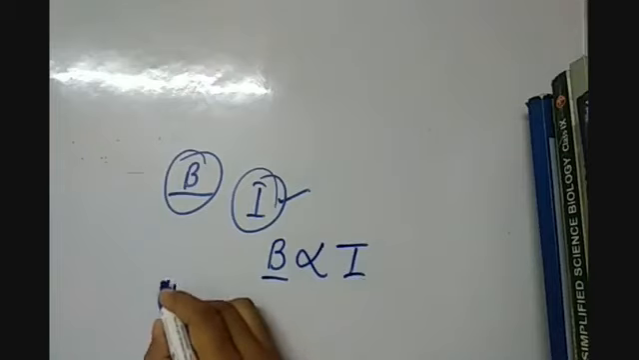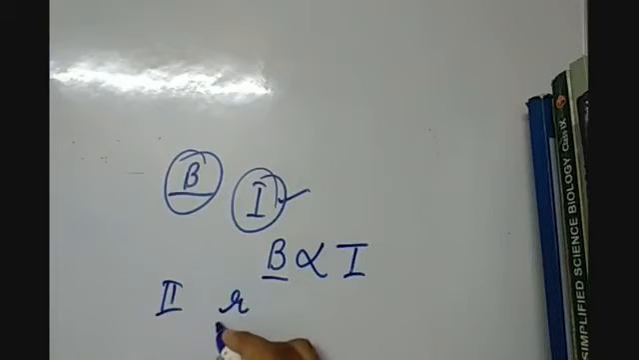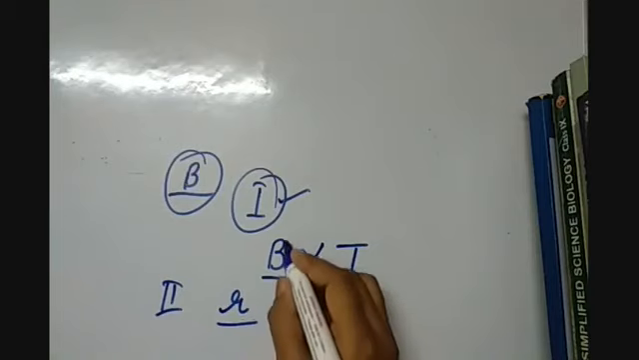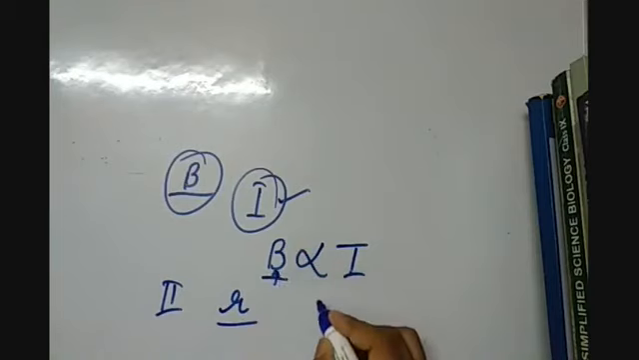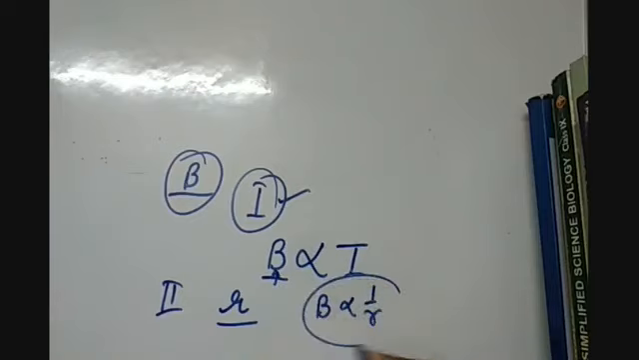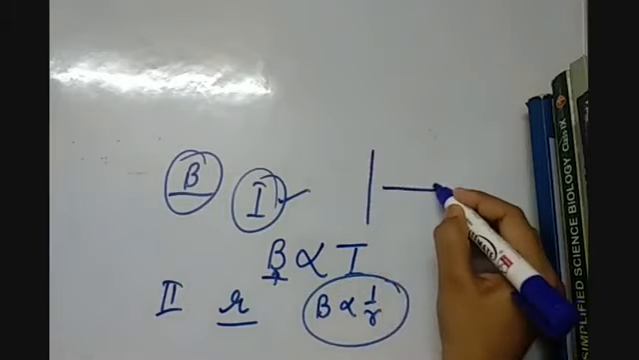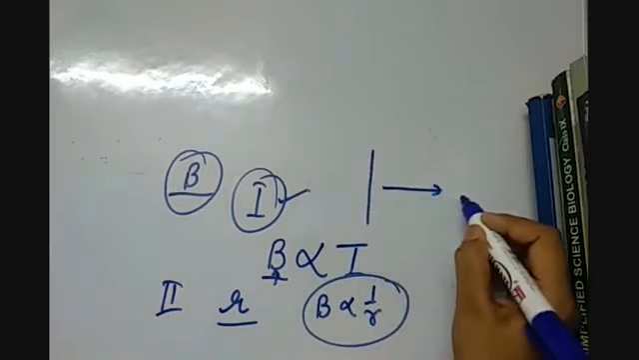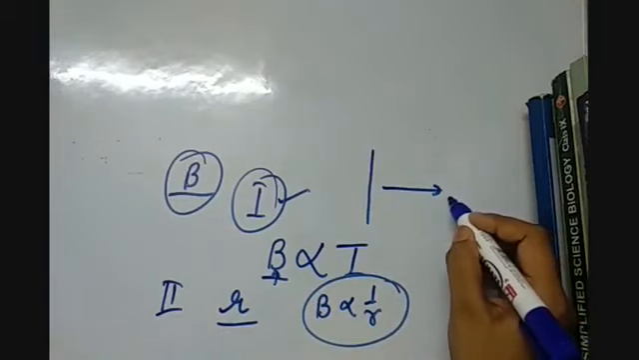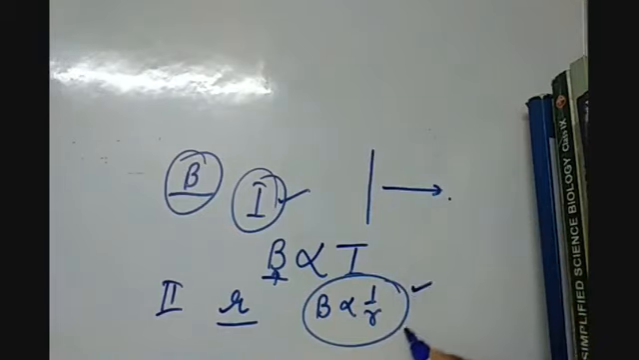Then the second factor is the distance from the conductor. Let's say the distance is R. So the magnetic field strength is inversely proportional to the distance from the conductor. That means as we go away from the conductor, the magnetic strength will decrease. So there is an inverse relation between the magnetic field lines and the distance from the conductor.